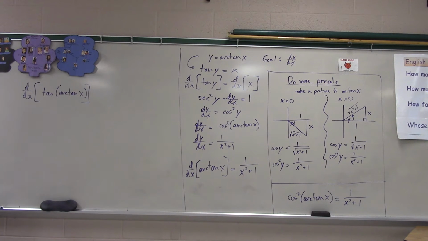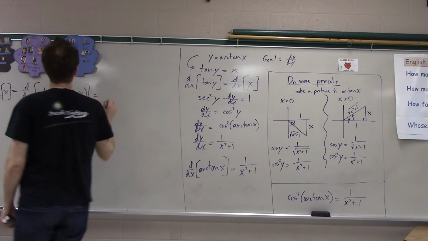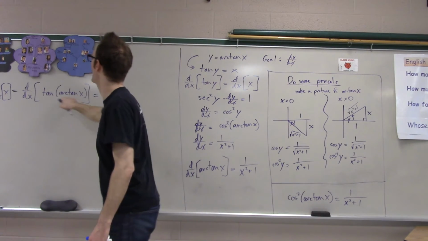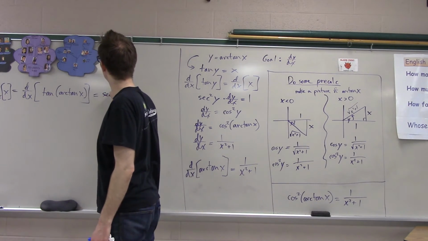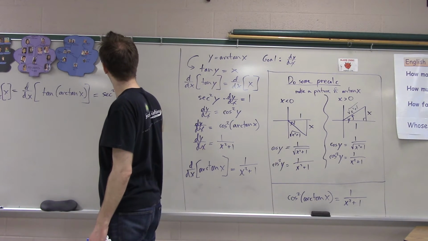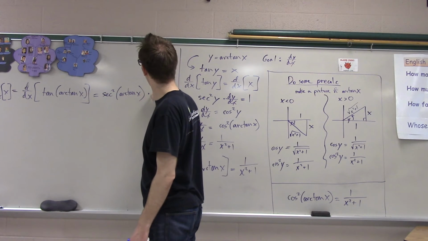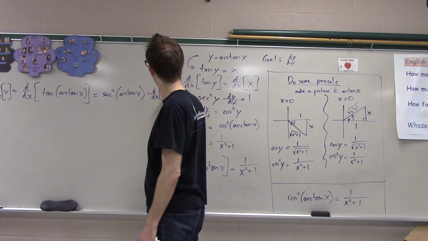All right. Well, what is the derivative of the tan of the arctan of something? The tan of the arctan of that something is, by the definition of arctan, just x. And the derivative of x is 1. Okay. Well, what is the derivative of the tan of something? By the chain rule, the derivative of the tan of something is secant squared of something, times the derivative of the something.